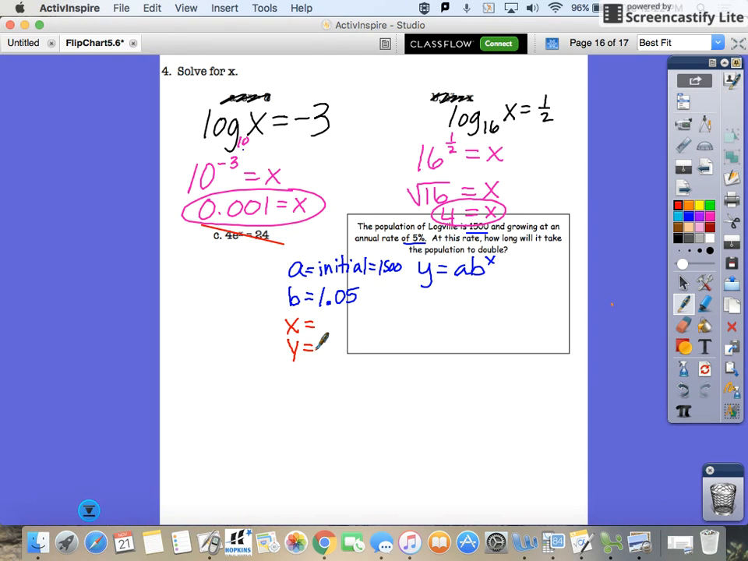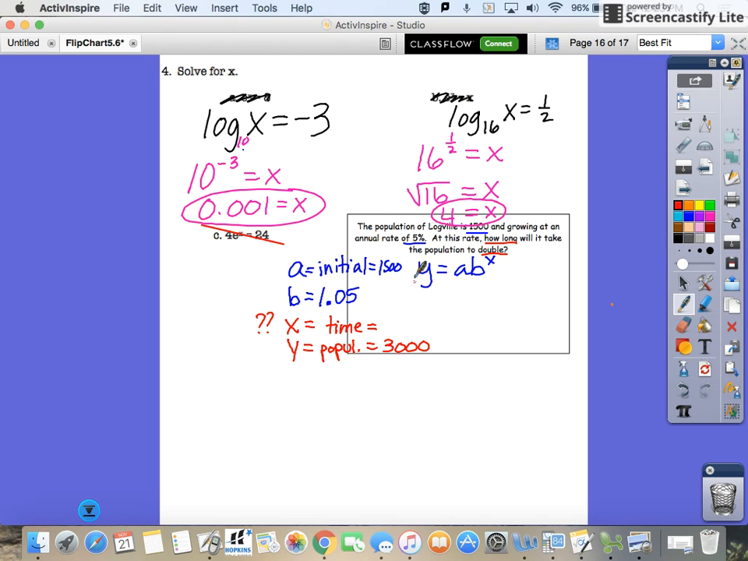The two things being measured here are population and then time, because they want to know how long. Remember, this one is going to be time almost always. They want to know how long, so this is what we don't know. And then last is y, which is the population. They want it doubled, which means we're looking at 3,000 people.